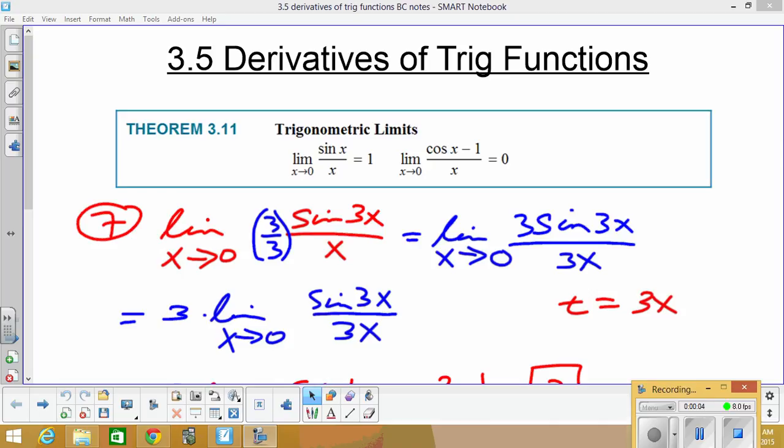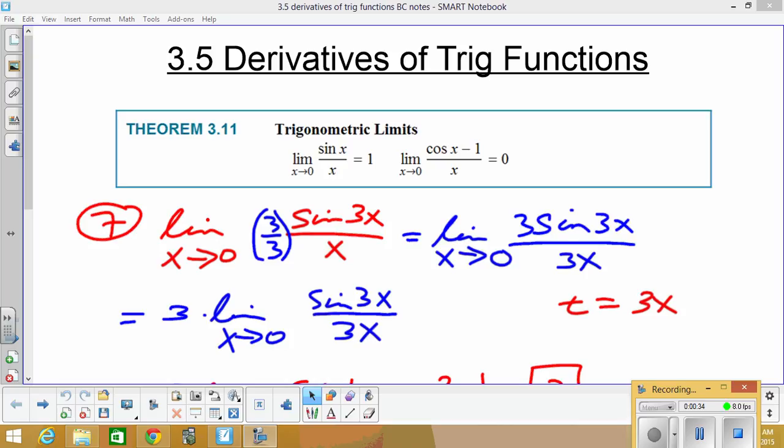3.5 Derivatives of trig functions. We have the theorems that the limit as x approaches 0 of sine x over x is equal to 1, and the limit as x approaches 0 of cosine x minus 1 over x is equal to 0. Both of these with direct substitution would be undefined, but we proved earlier in the book by squeeze theorem that these limits were true.